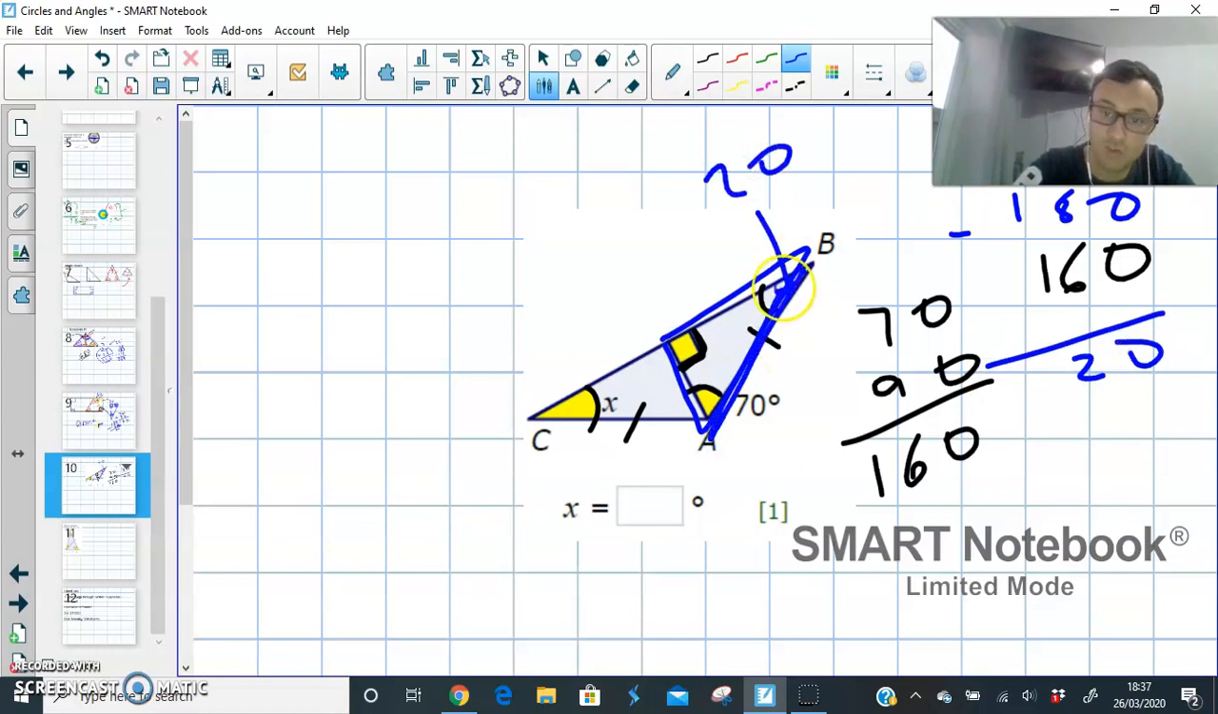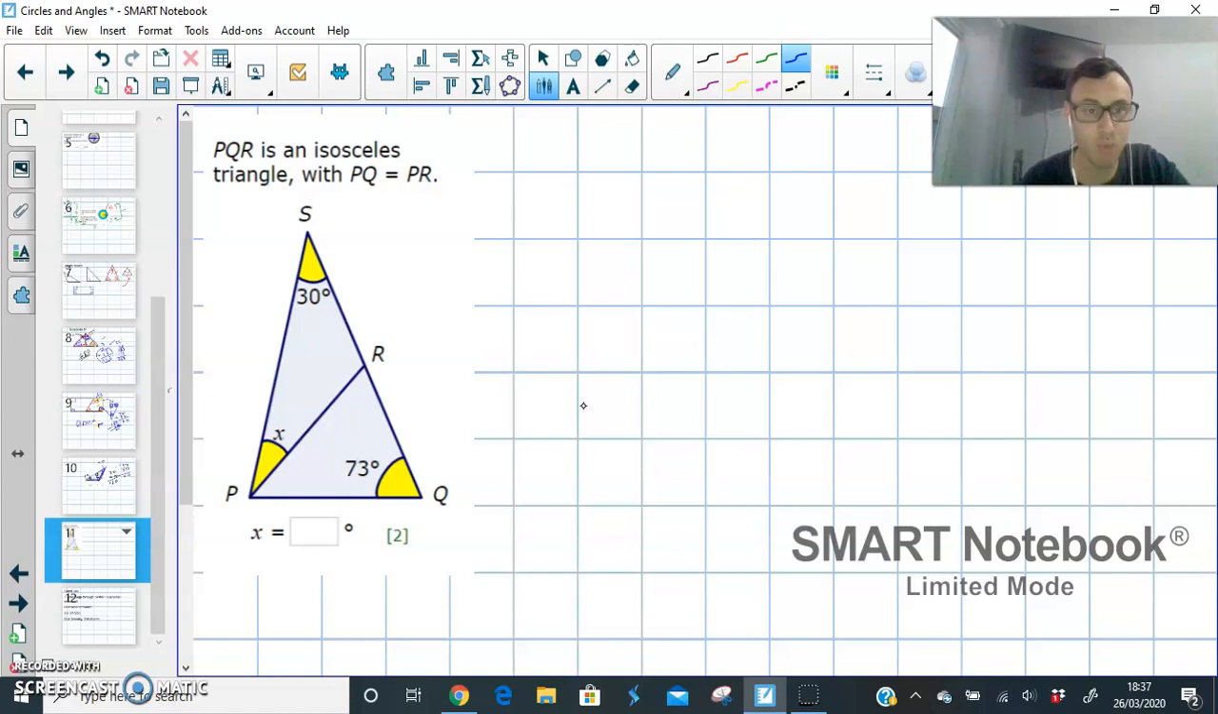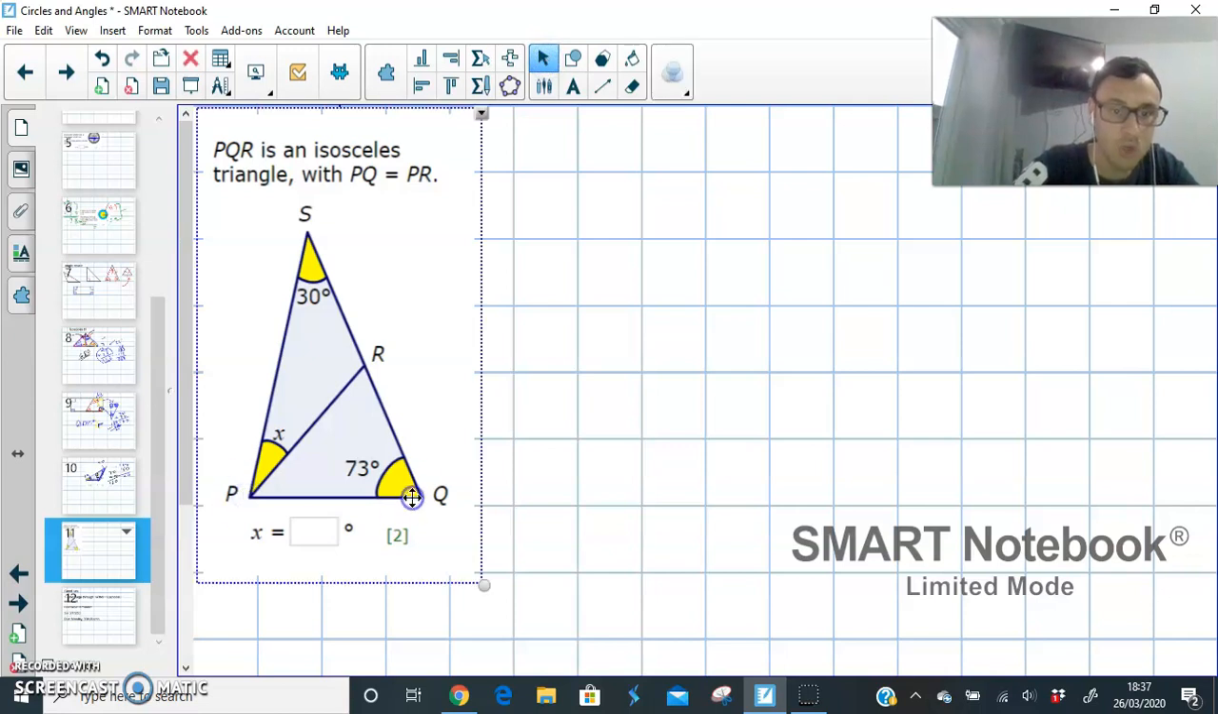Well, if that's an isosceles triangle here, these two base angles are the same, so this is also 20 degrees, okay? Straightforward question, all right? Moving down.